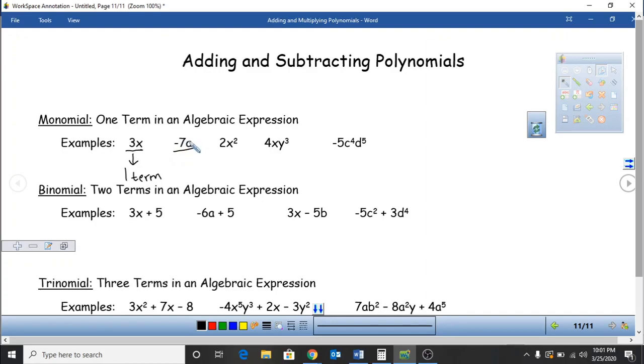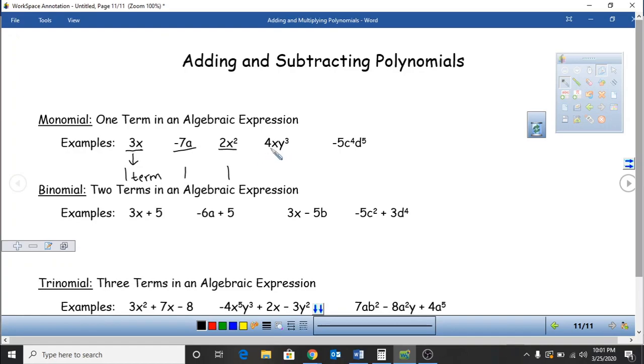Similarly here, we have negative 7a. Now, don't confuse this negative with the minus sign, because it's at the beginning of the expression, so we consider it a negative. But again, this negative 7 and this a are being multiplied, so we consider this one term. Similarly here, I have a 2 and an x squared. Again, the 2 and the x squared are just being multiplied, so we're going to consider this one term, which is, again, a monomial.